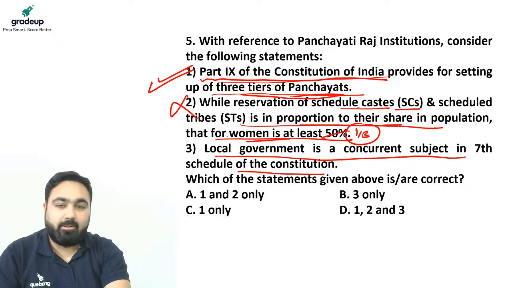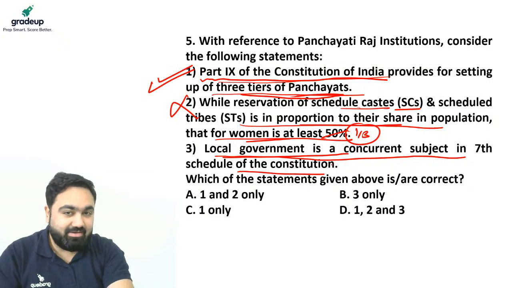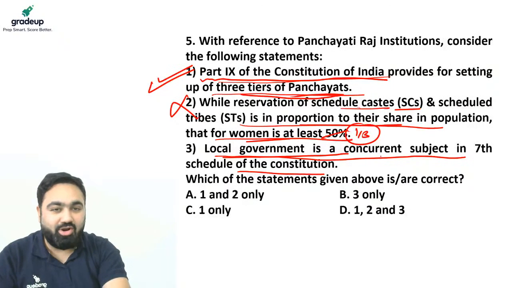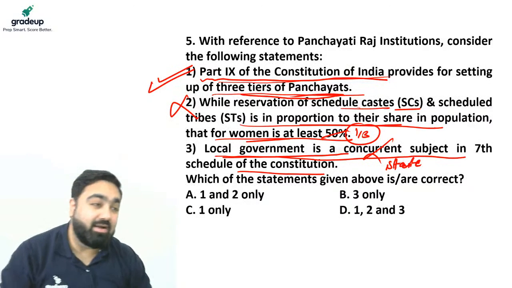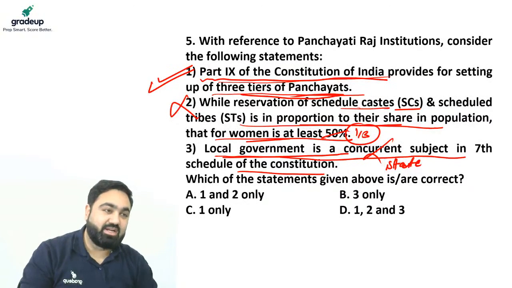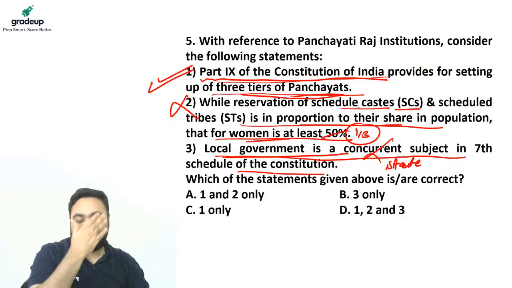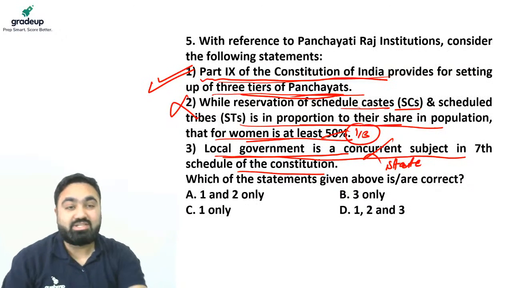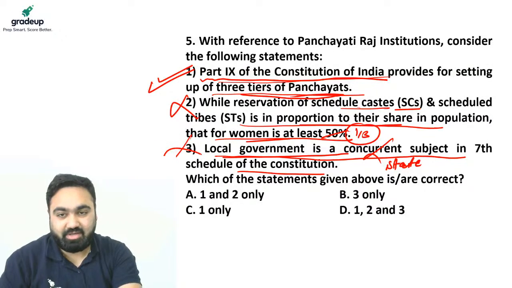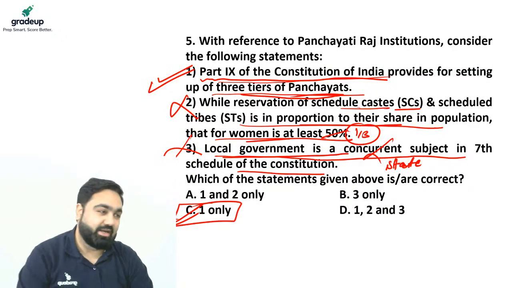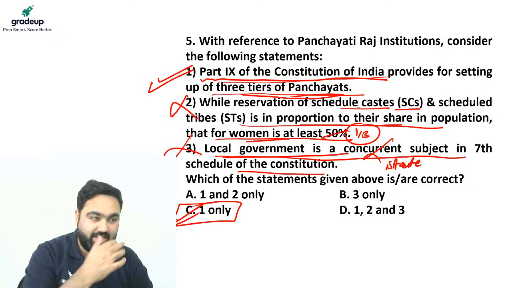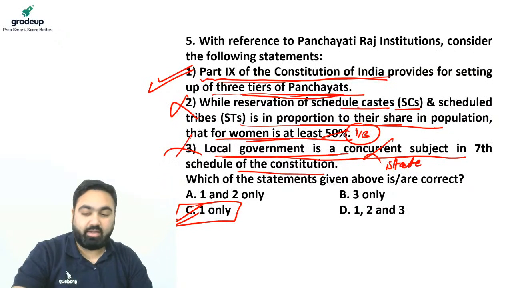Then, local government is a concurrent list subject. Is it? No, it is a state list subject. Why? If you remember, panchayat elections are held by the state election commission. It is a state government's responsibility to set up panchayats. So it is a state subject, not a concurrent list subject. And that is why the answer is C. Only the first statement is correct and the other two are incorrect.